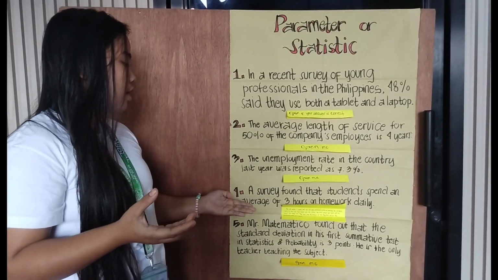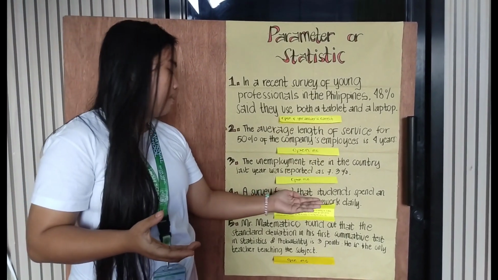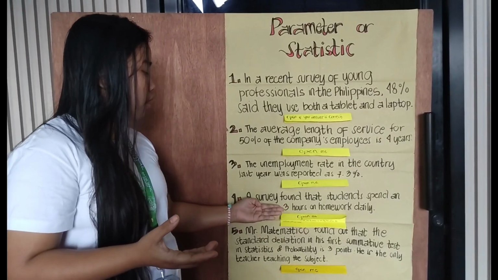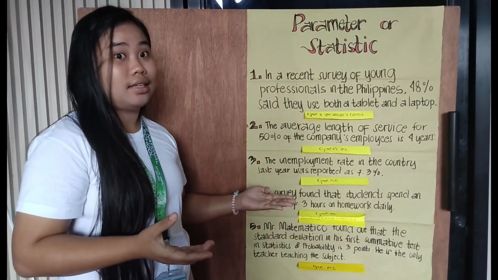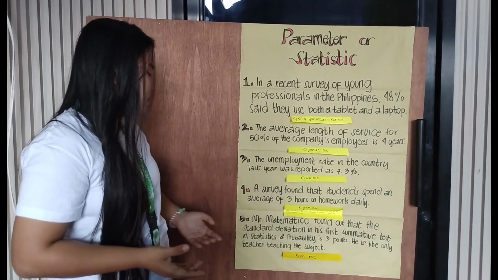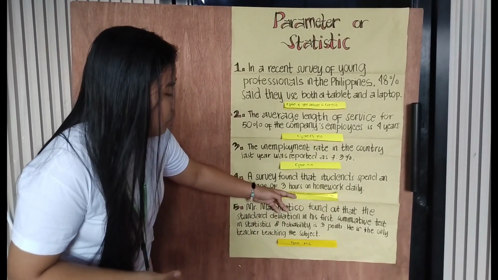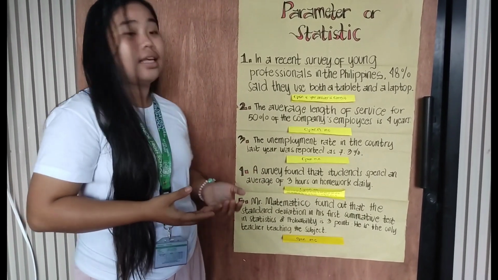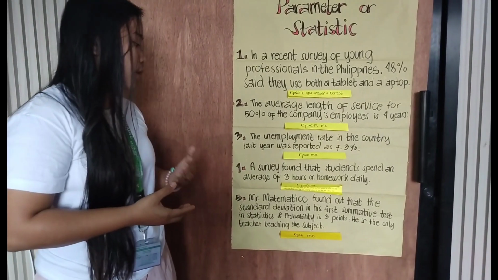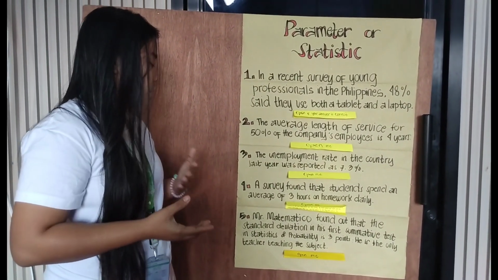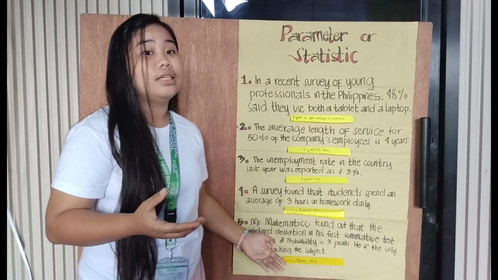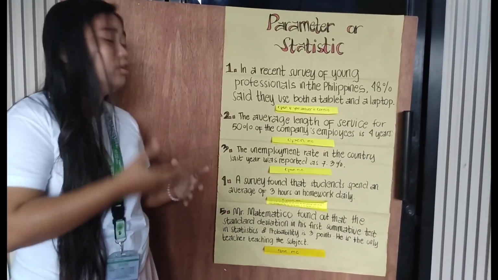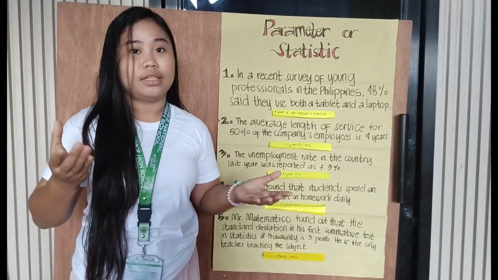And then number 4, a survey found that students spend an average of 3 hours on homework daily. From the keyword survey, it is a statistic. And then number 5, Mr. Mathematico found out that the standard deviation in his first summative test in statistics and probability is 3 points. He is the only teacher teaching the subject. So this is a parameter because Mr. Mathematico is the only teacher teaching the subject.